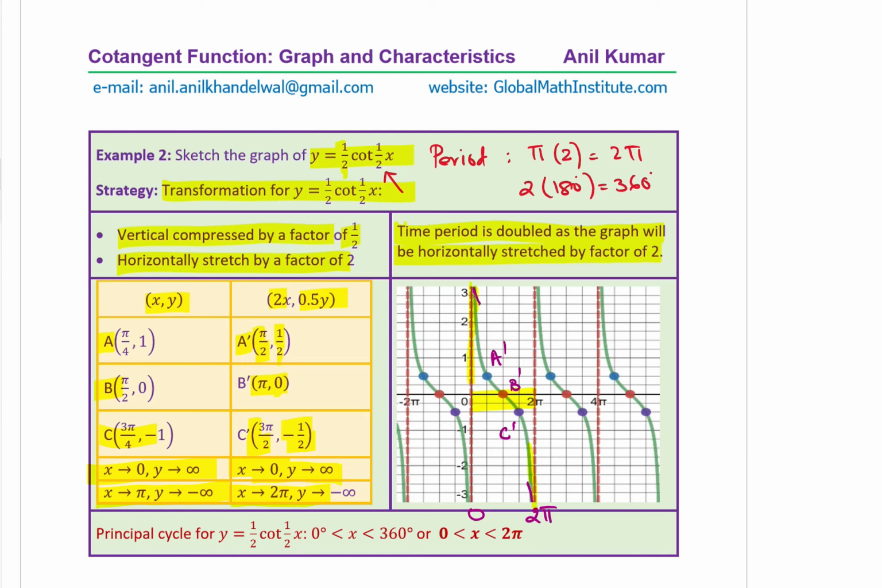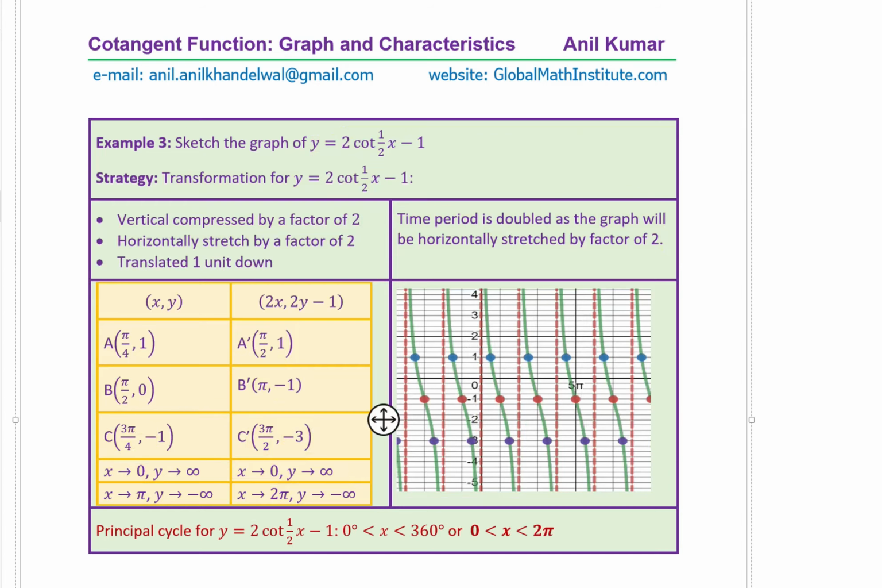Perfect. Now, let's take example number 3. I hope the concepts are absolutely clear. I'd like you to pause the video now and sketch the graph of y equals 2 times cotangent half x minus 1. Let's look into transformations.